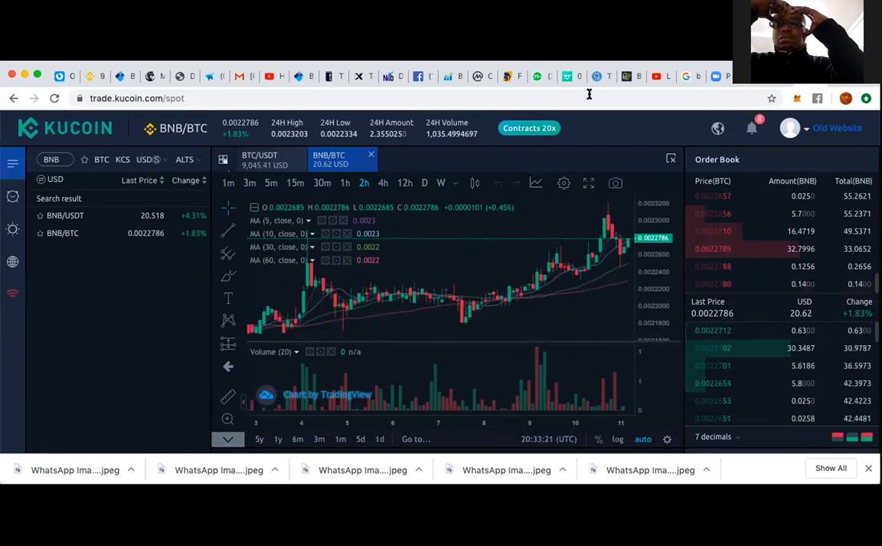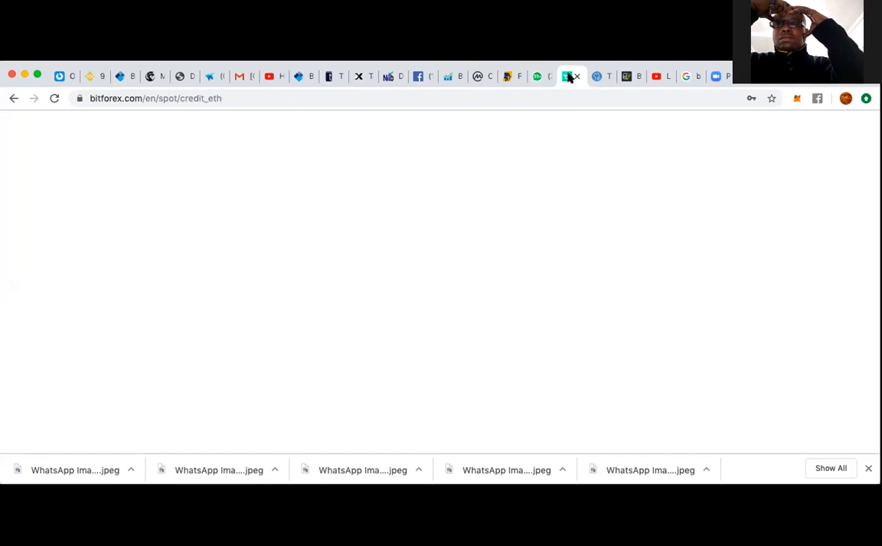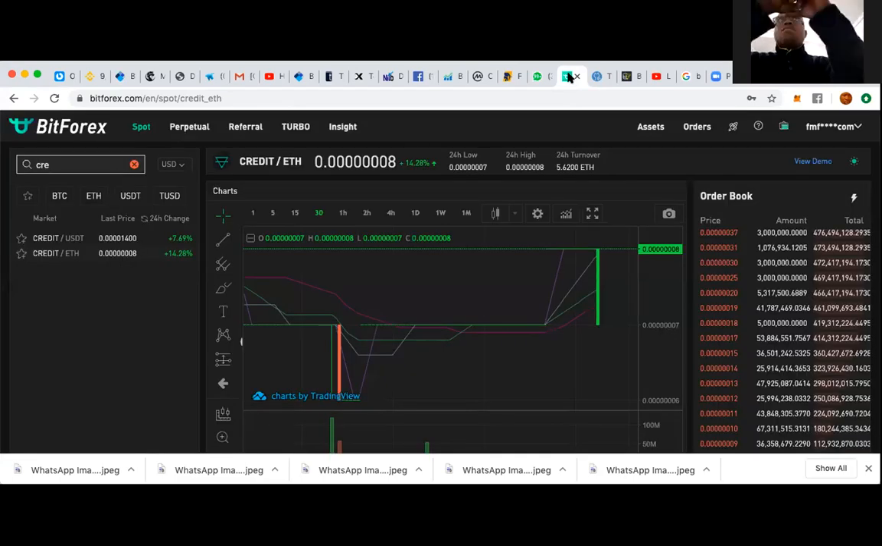And that is a similar thing in BitForest. They have a similar interface that you still use, and the way you do it on KuCoin, you can do it on this one.